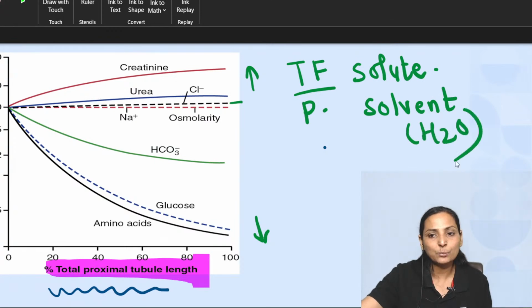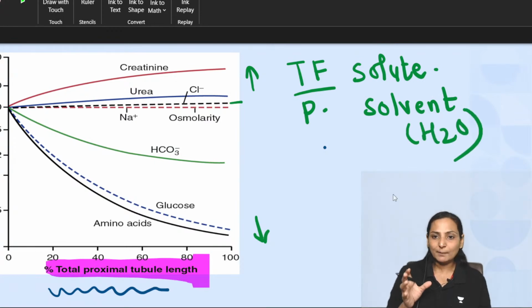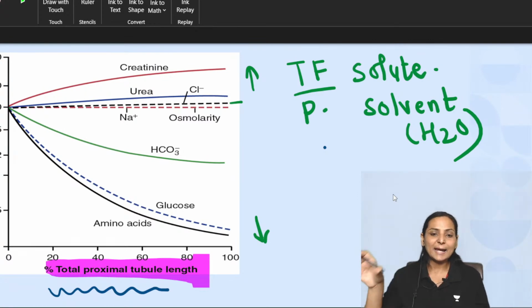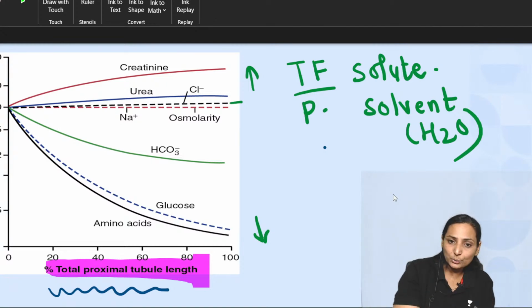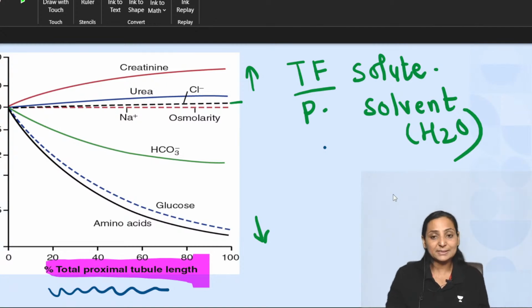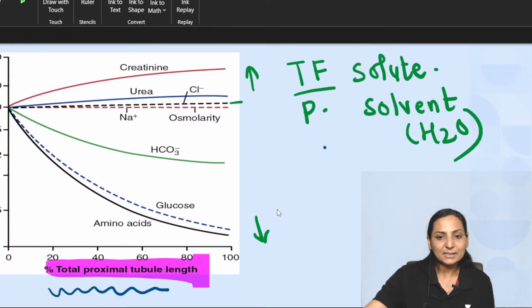The solvent will be water. So you will have to compare what is reabsorbed more. Here, towards the end of the proximal tubular length, you are basically examining what is relatively reabsorbed more, whether it is the solutes which are reabsorbed or the fluid which is reabsorbed. For example, let us consider sodium.